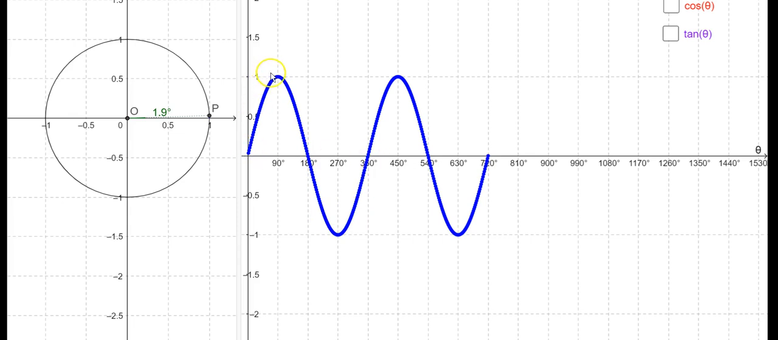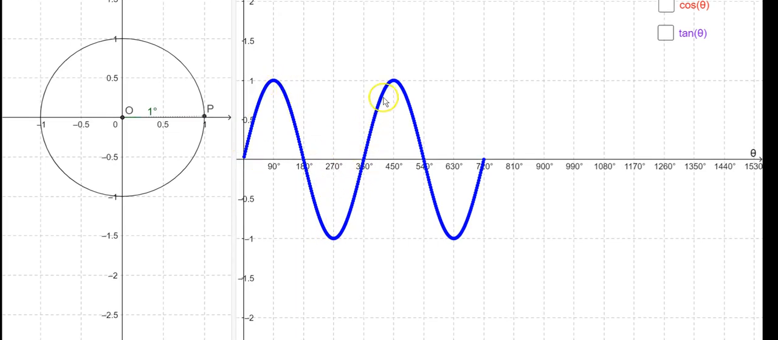These key points change every 90 degrees because one full cycle is 360 degrees. And 360 degrees divided by 4 is 90, so the key points are changing every 90 degrees. And because this is periodic, the graph will repeat and it will repeat, and if we continued, it would keep on repeating over and over again.